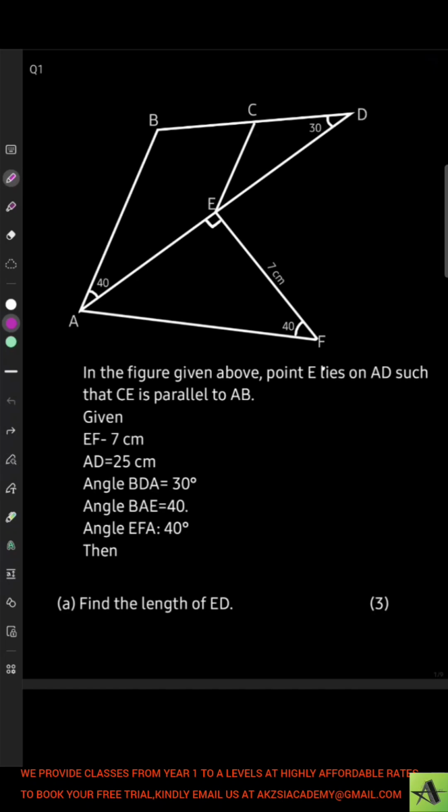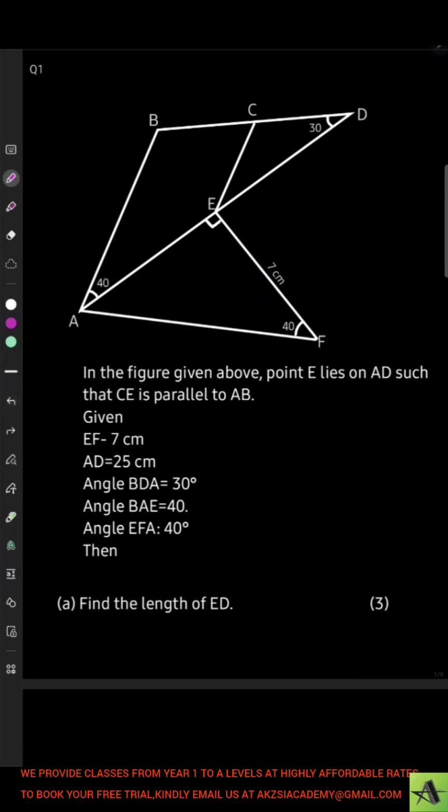Now here it says point E lies on AD such that CE is parallel to AB. So CE is parallel to AB. These two are basically parallel. Also, we have some given values. The first one is EF. Length EF is 7 centimeters. Then AD is 25 centimeters. This whole length AD is 25 centimeters. Angle BDA is 30. Angle BAE is 40. And angle EFA is 40. So these are all the given values.